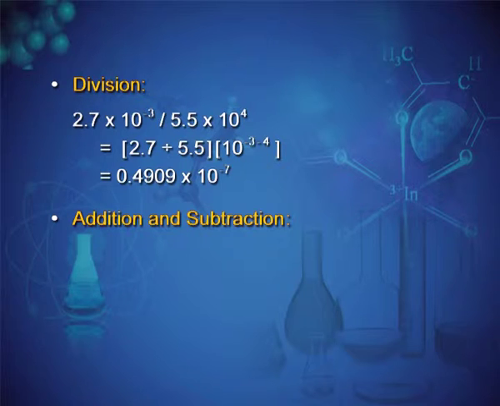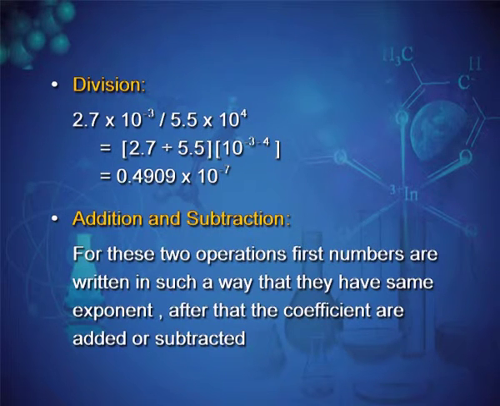Addition and subtraction. For these two operations, the numbers are first written in such a way that they have the same exponent. After that, the coefficients are added or subtracted.